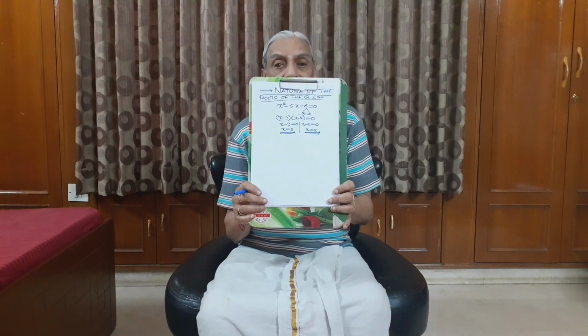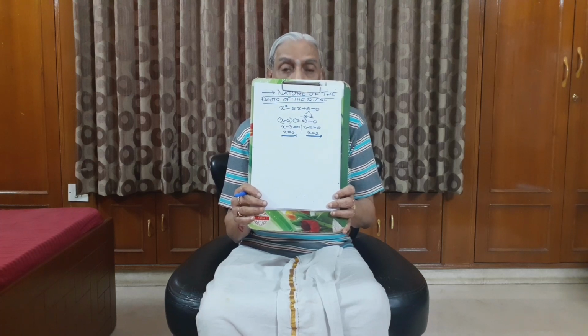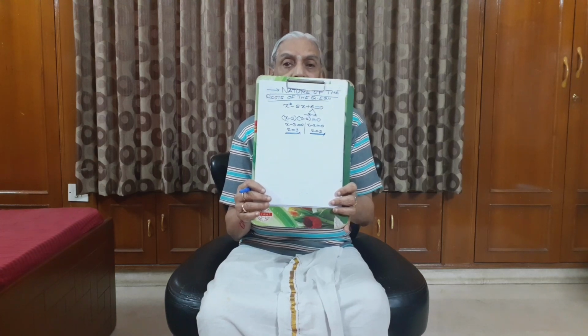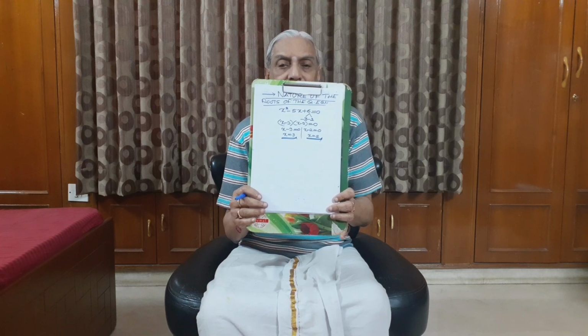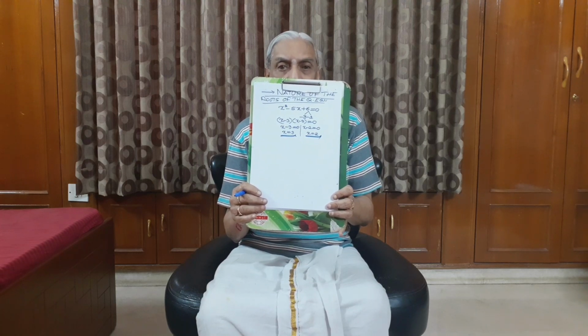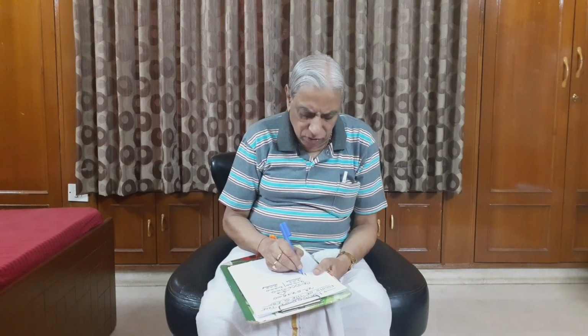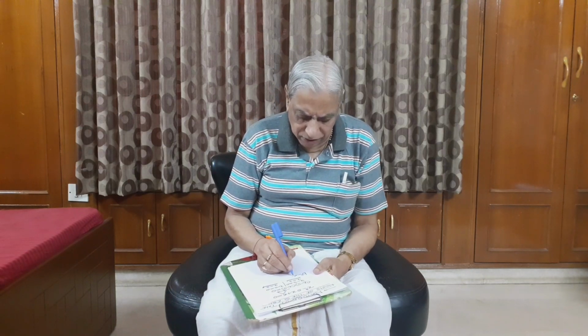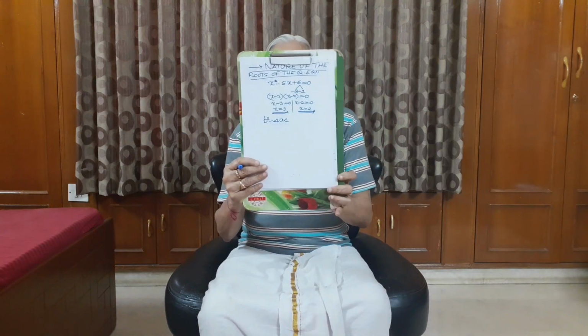Why? The numbers 3 and 2 are rational numbers. Whether it is true or not, let us apply. The discriminant will decide that. Which is the discriminant now? b squared minus 4ac. Find out the value of b squared minus 4ac. To find it, analyze.